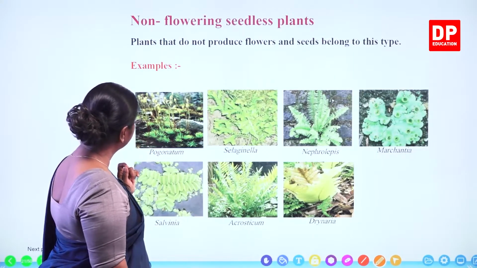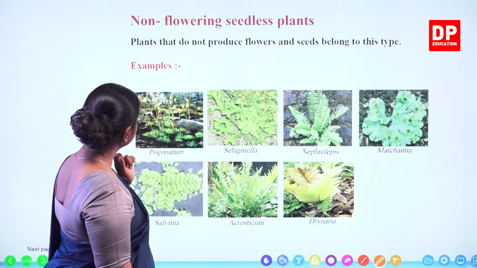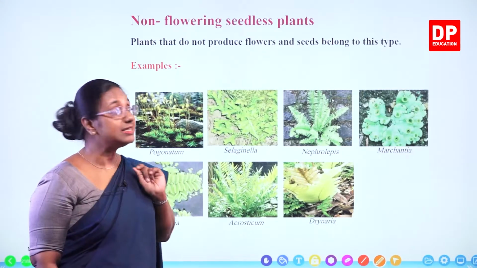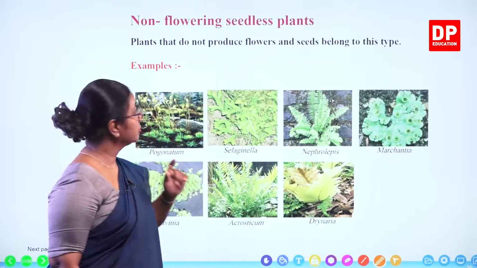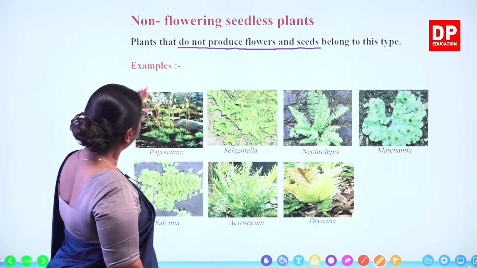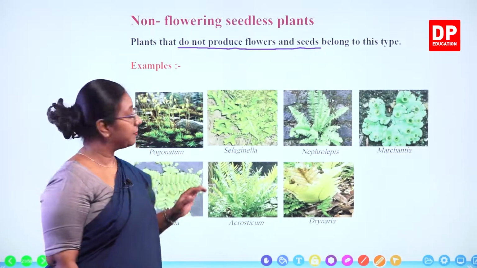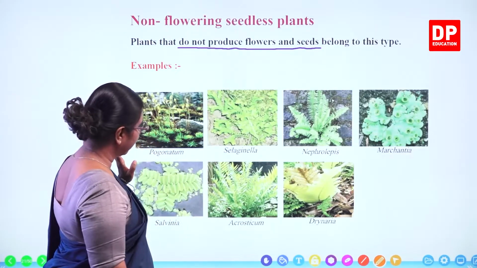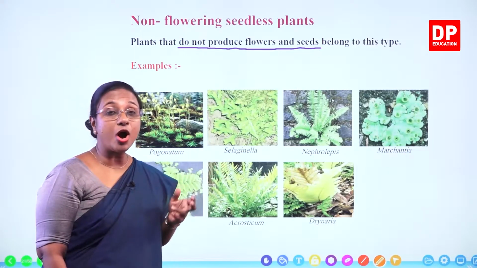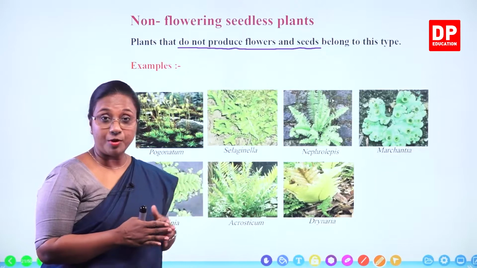We'll look at the plants. Non-flowering seedless plants, plants that do not produce flowers and seeds, belong to this group. So they do not produce flowers and seed. Under that, if we look at the examples, you would have seen most of these plants. Some of them are known as ferns also. Even in your households, you might be having them in pots.